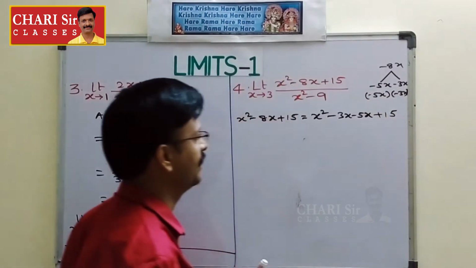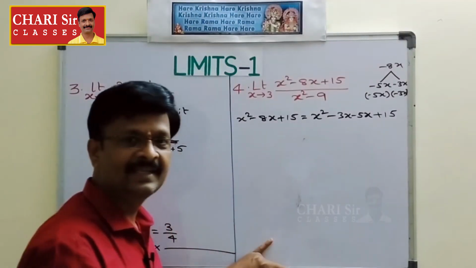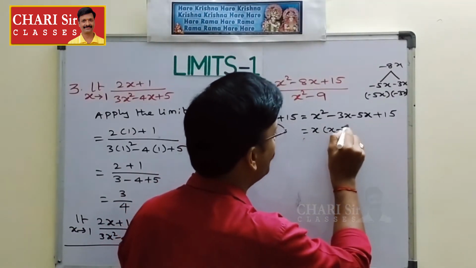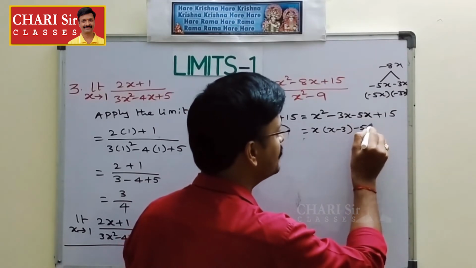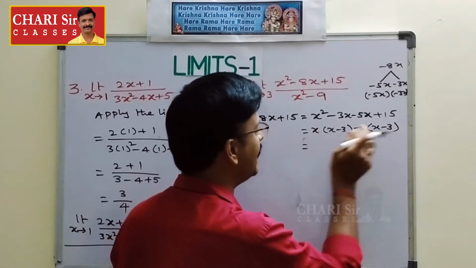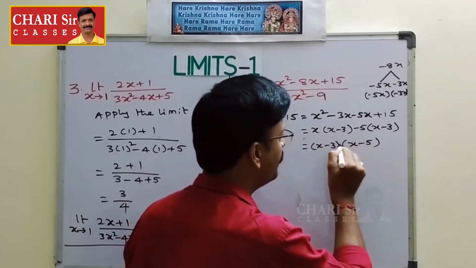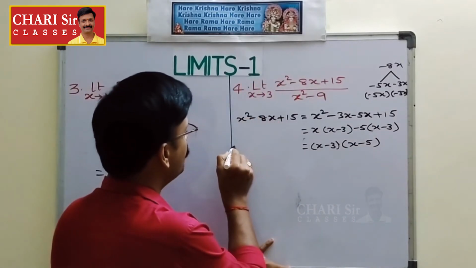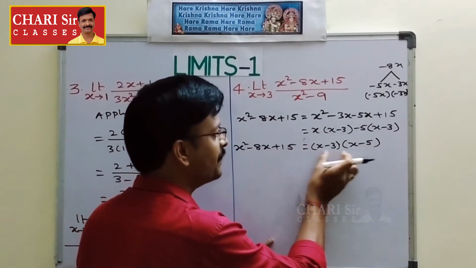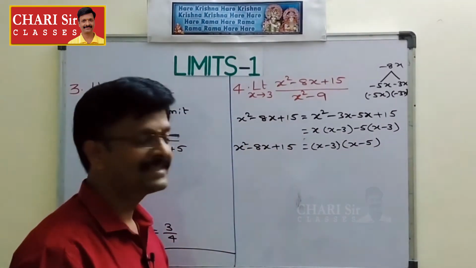Yeah, not to get confused. Okay, so now from the first two terms, x square minus 3x, you can take x common, that is x minus 3. And from these two you can take minus 5 common, this also becomes x minus 3. Now from these two, x minus 3 and x minus 3, you can take x minus 3 common, that becomes x minus 5. It means the factors of x square minus 8x plus 15 are x minus 3 into x minus 5. The numerator is factorized.